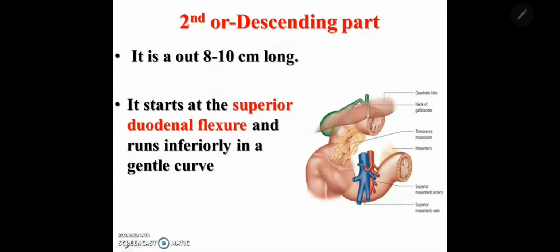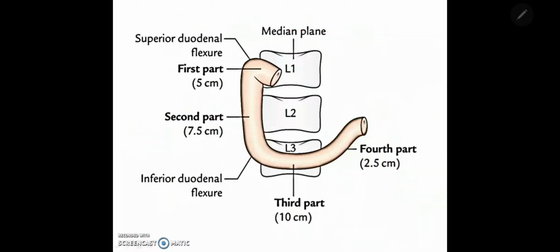So coming to the second part, already we have discussed, it is about 8 to 10 centimeters in length. It is vertical, extending from the superior duodenal flexure, the junction between the first and second part, and runs downwards with a rightward convexity. It lies on a more posterior plane compared to the remaining duodenum. Here you can see the second part, from the superior duodenal flexure to the inferior duodenal flexure, with a rightward convexity.